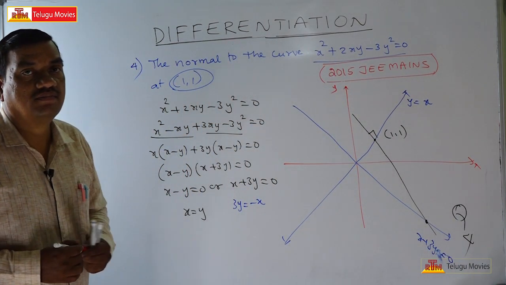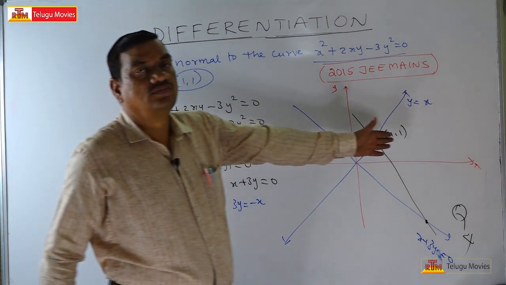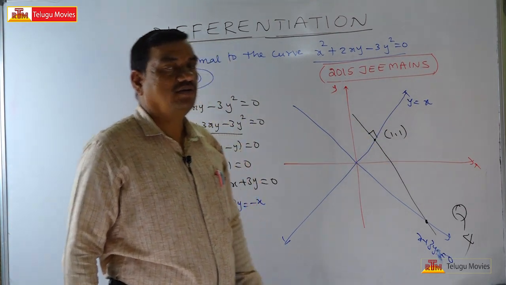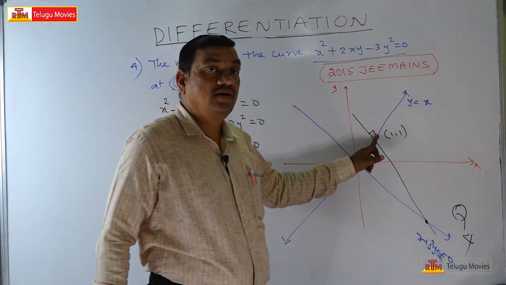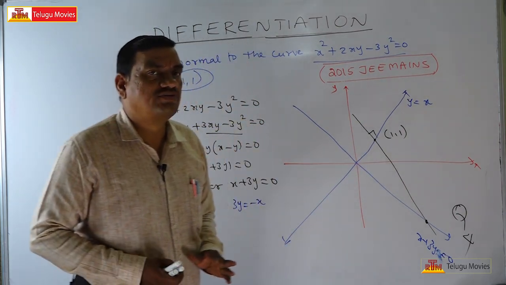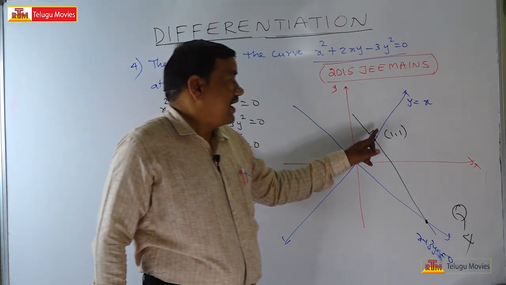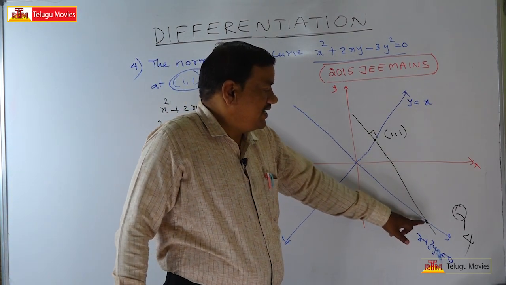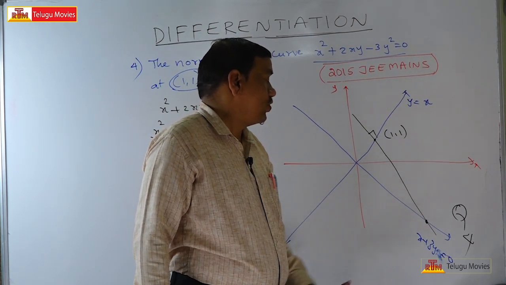Fourth quadrant. That's all over. So I think option D, option 4, is the right answer. The normal at (1, 1) again intersects the curve. Curve means straight lines also; a pair of straight lines we also call a curve. This normal again intersects the curve, and definitely it will intersect in Q4 only.